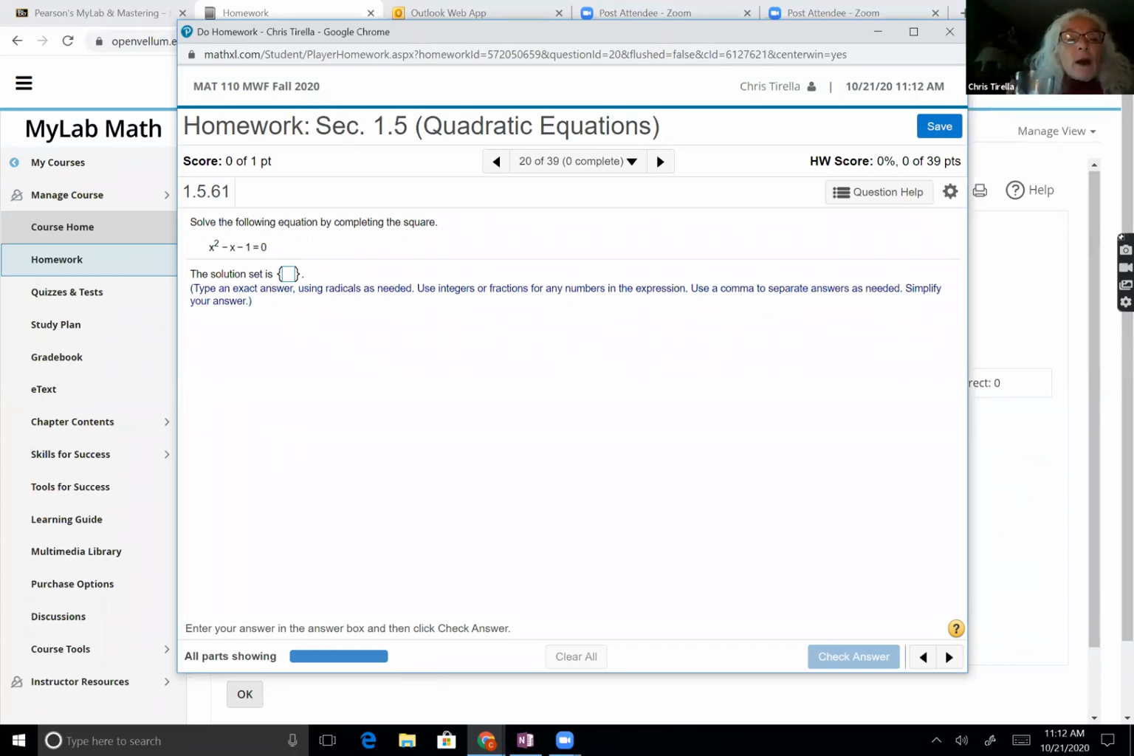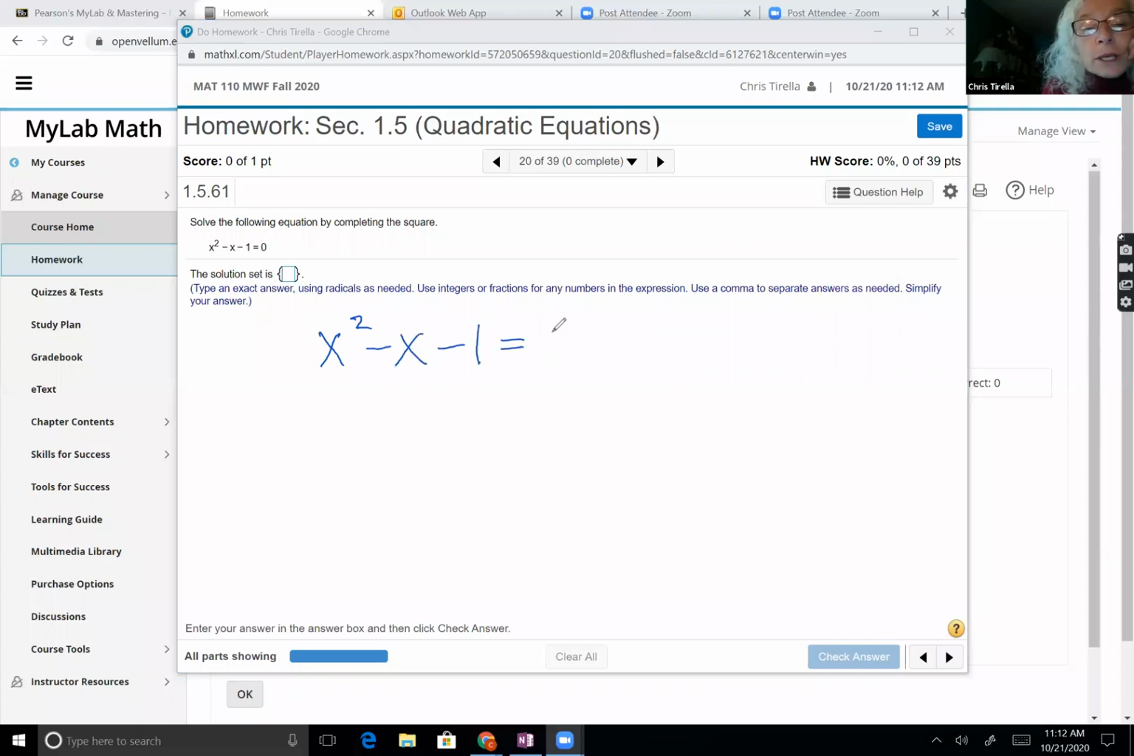So, solve the following by completing the square. I know immediately what your issue is. We're trying to solve by completing the square this equation, x squared minus x minus 1 equals 0. We said for completing the square, the first thing we do is we want to get the constant term alone. So that gives me x squared minus x plus something equals 1. And we have to decide what that thing is.